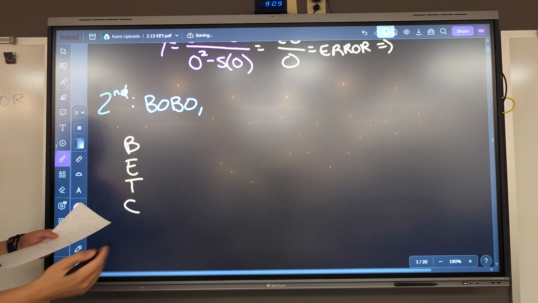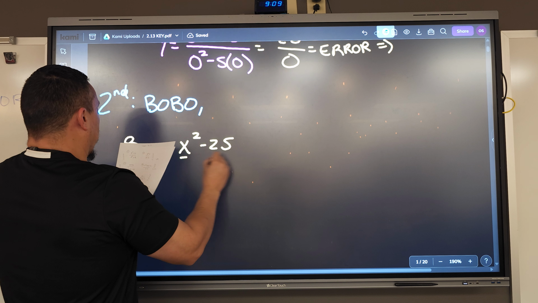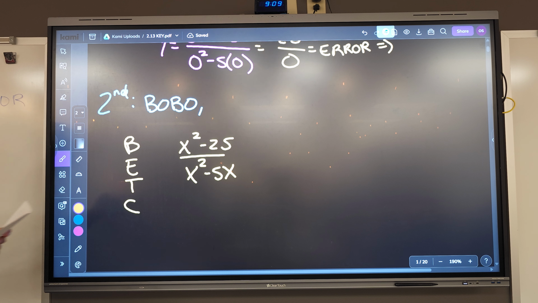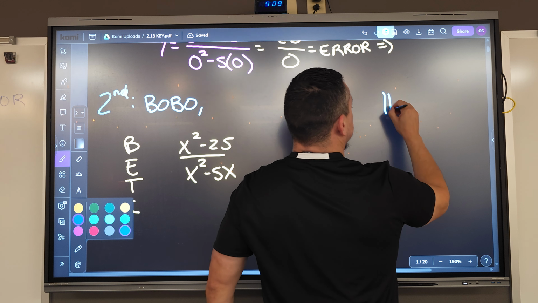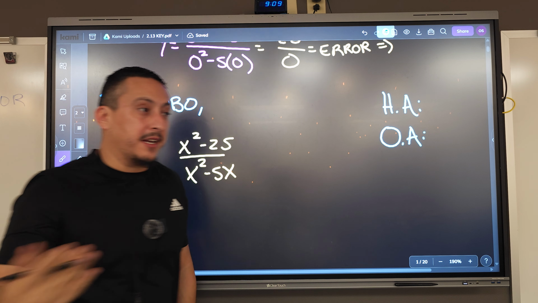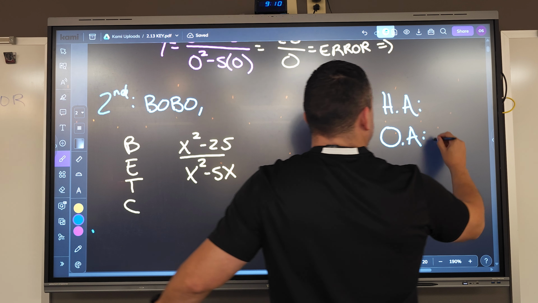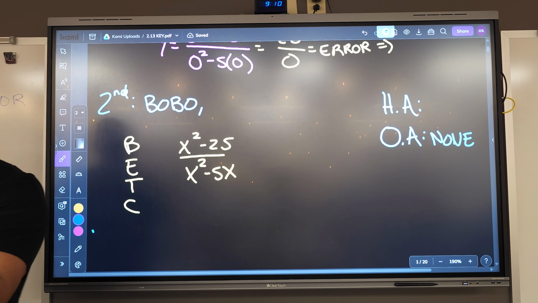Okay. I'm going to rewrite it just because I can't see it. Excuse me. Okay. So Betsy says that it does have an HA, right? So I'm going to go here, HA, it does have one. And so if you know it has an HA, you automatically know that it does not have an OA. So I already know this answer is none. So we have no OA and no y-intercept.